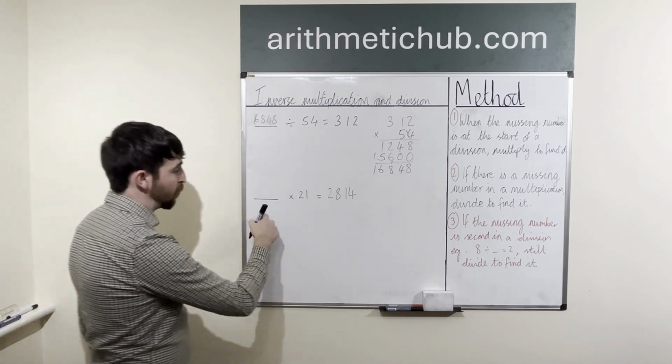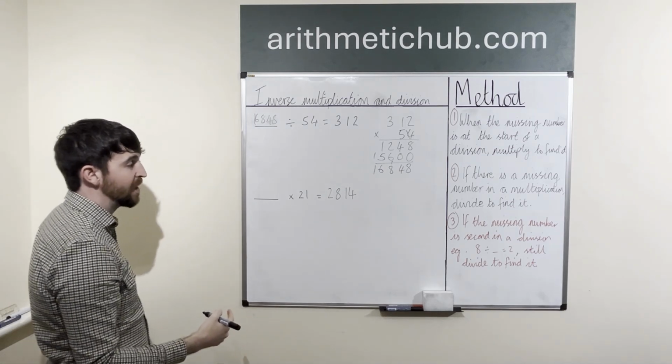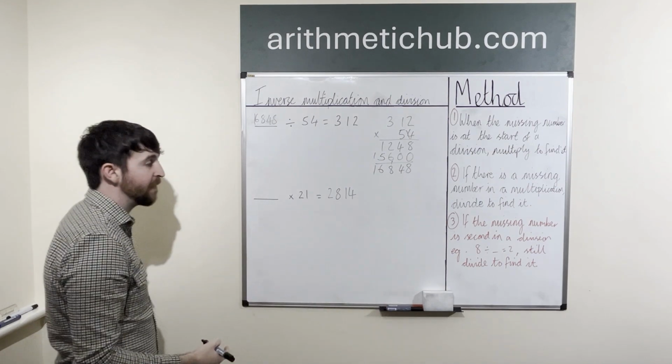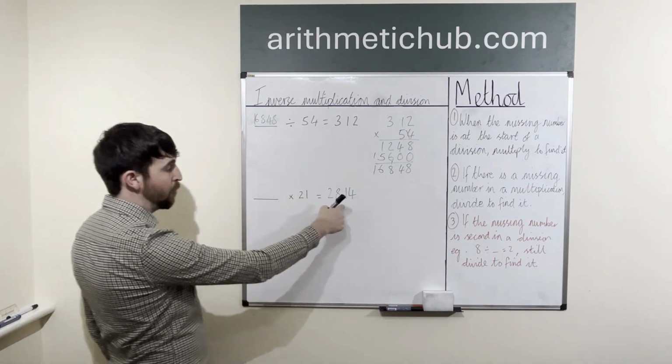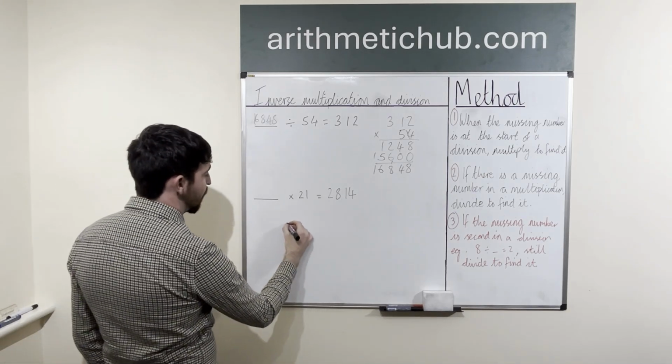Now, we've got our missing number at the start, multiplied by 21, is going to give us 2,814. So, if there's a missing number in the multiplication, we need to divide to find it. So what we're going to have to do is divide 2,814 by 21. So let's do that, shall we?